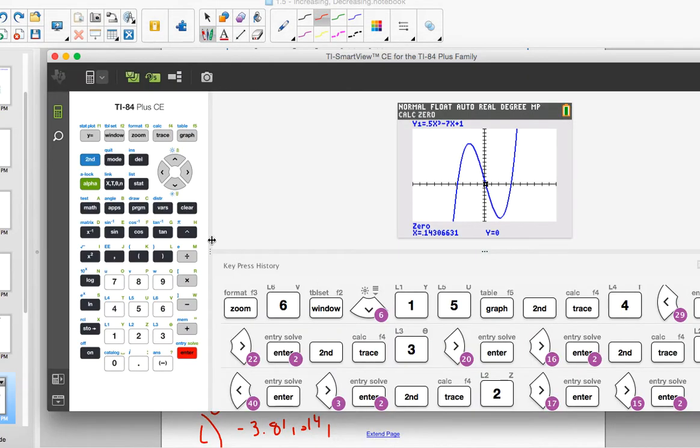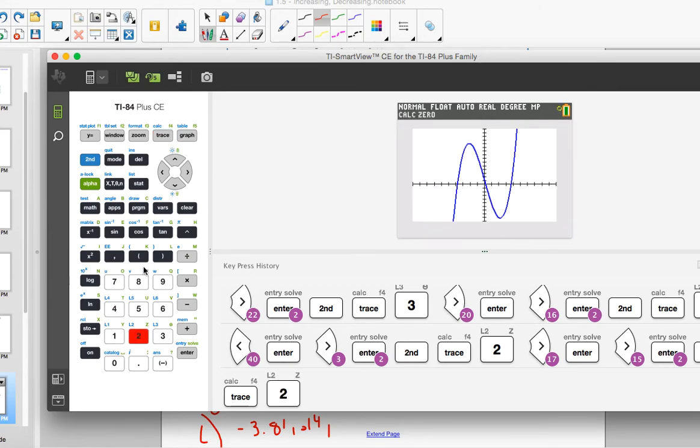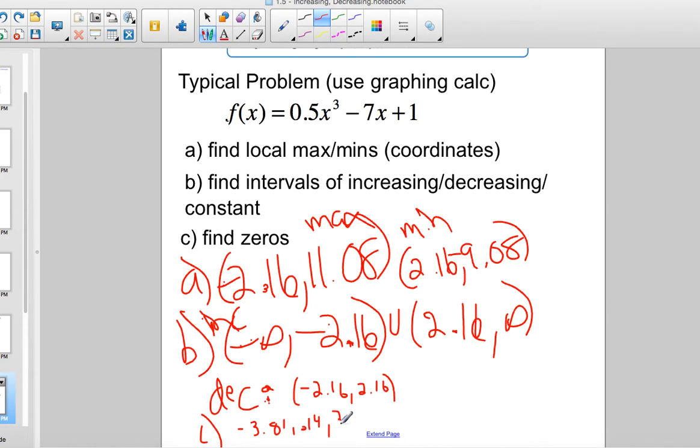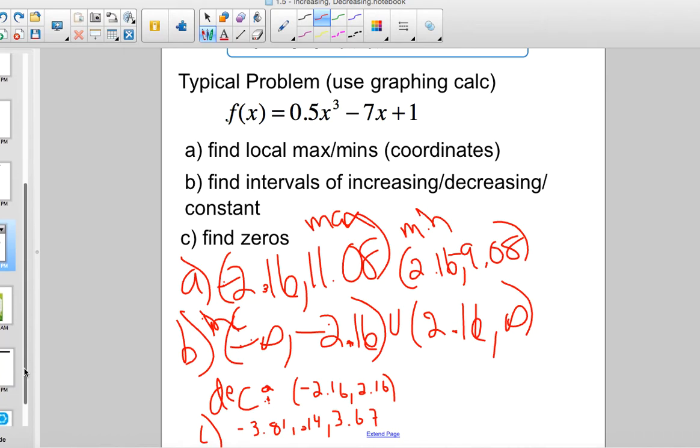And there's one more. So you have to second trace zero all over again. All right, to the left, to the right, and I get something like 3.67, and this is not 0, but really it is 0. Your calculator just kind of thinks itself stupid. This is 2 times 10 to the negative 12, which is like 0.000000000002. So for our purposes, it's 0. Don't panic if you see this, it's 0. So 3.67. And that answered that question. And this is a typical question which you'll see on an assessment: increasing, decreasing, maxes and mins, and zeros.